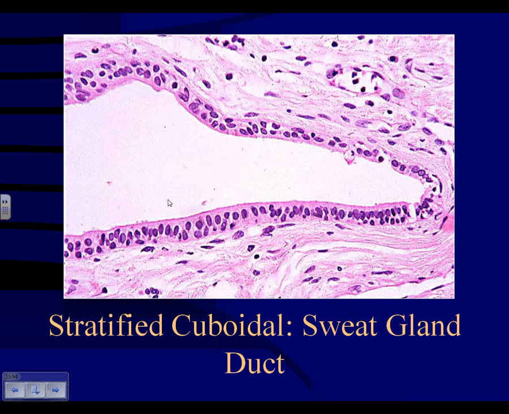This is an example of stratified cuboidal sweat duct. So you have these two layers of tall, rectangular, skinny cells. You can see it's kind of bilayered here. And this is truly stratified because that top layer is not touching the basement membrane.